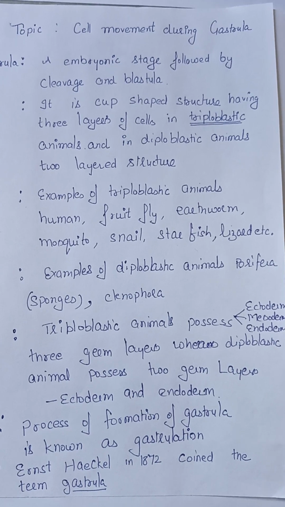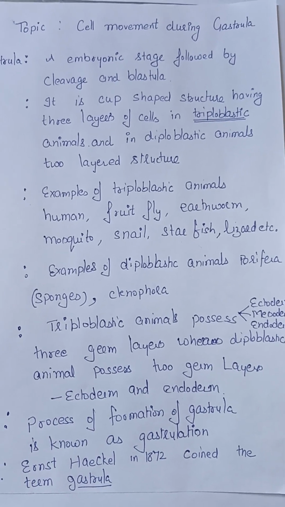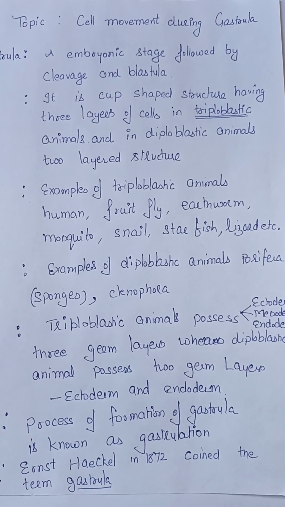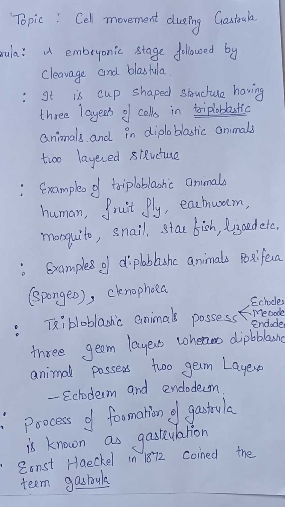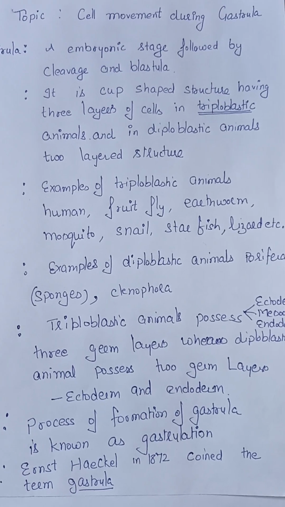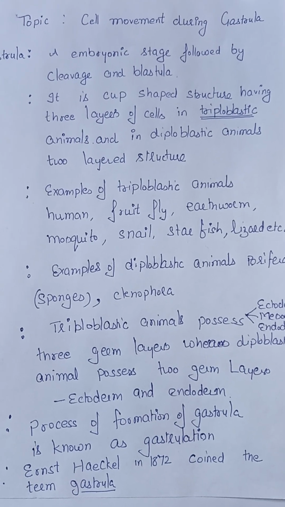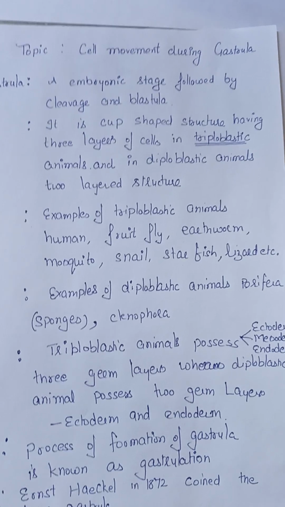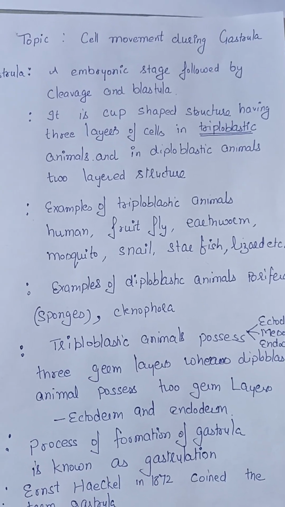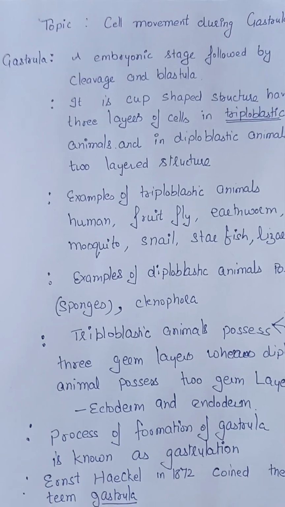This process of formation of the gastrula is known as gastrulation. It means gastrulation is a process which ultimately results in the formation of an embryonic structure known as the gastrula. The term gastrula was given by Ernst Haeckel in 1872. So, what is actually the gastrula? It is a cup-shaped structure comprising different germ layers, which can be three in triploblastic animals and two in diploblastic animals.